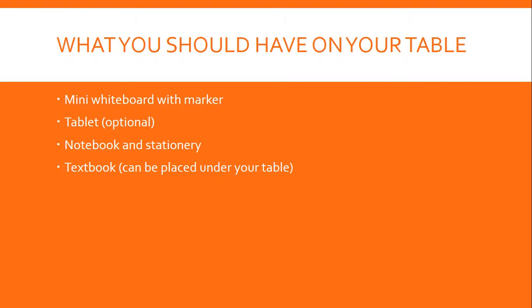But before that, what you should have on your table. Please inspect your table and make sure that you have your mini whiteboard with your marker, your textbook, your notebook and your stationery. If you're missing anything and it is in your locker, you may go to your locker to get it now.